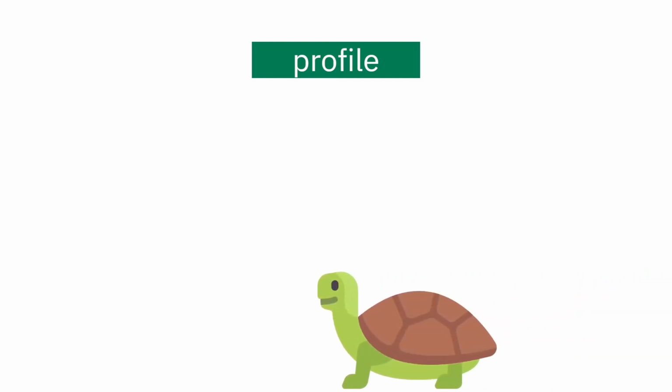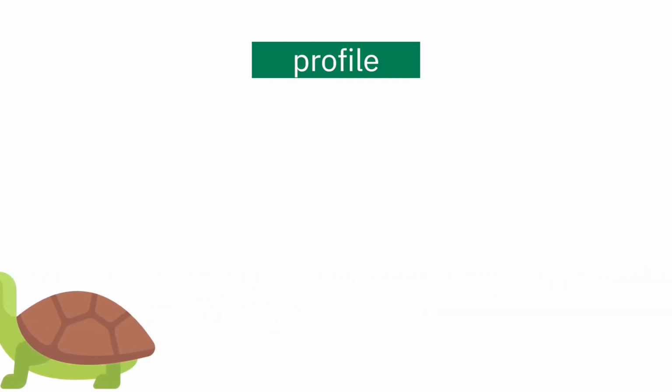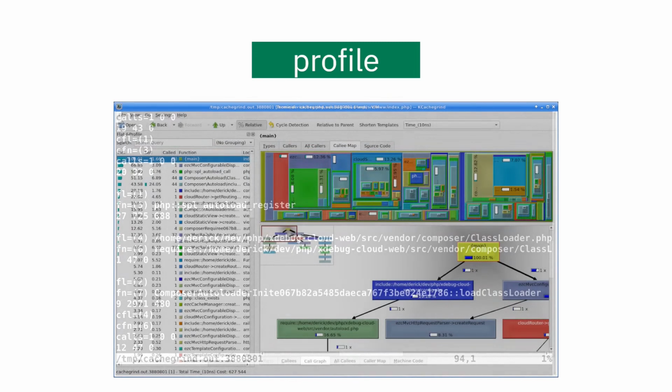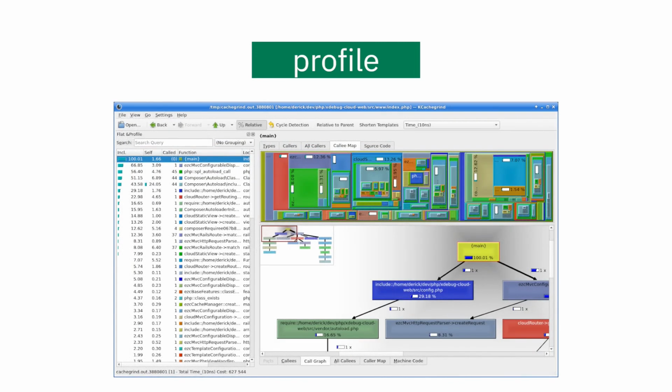The profile mode allows you to do profiling. Profiling means that you can have a look at which parts of your application are running slow. Xdebug's profiling mode generates a file which you can then analyze with other specific tools.